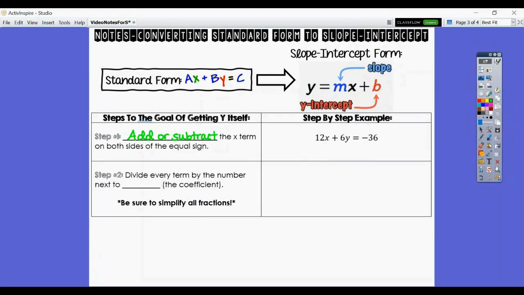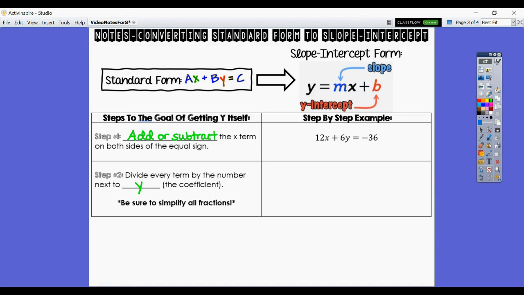Step number 2 is I will divide every term by the number next to the y, and that also will be known as the coefficient of y. Make sure at the end we simplify all fractions. Let's go ahead and do those steps. Step number 1, I'm going to do in the first box here to attach it to that step. I add or subtract the x term.